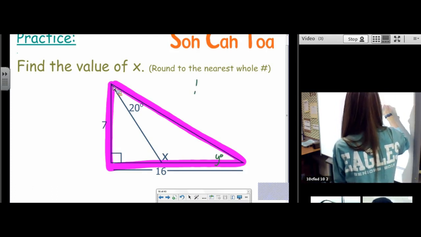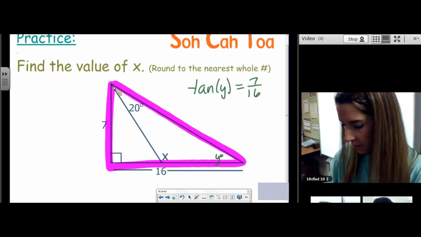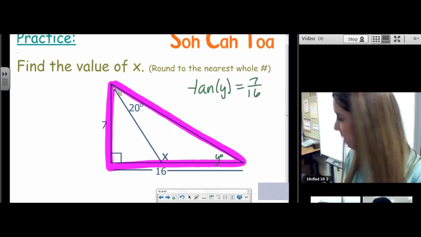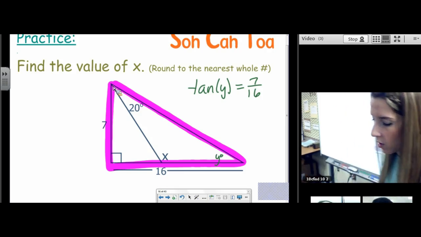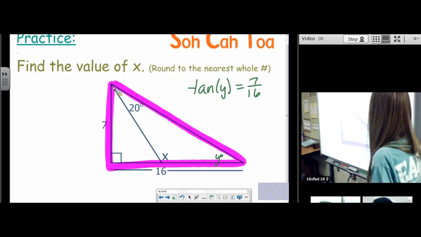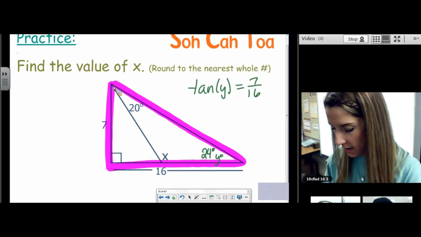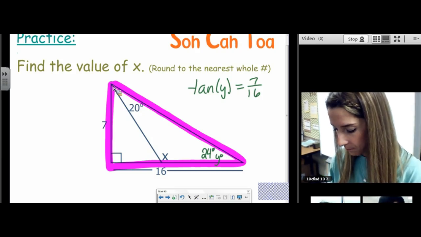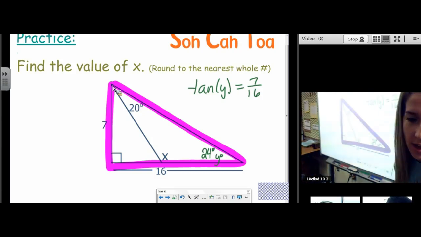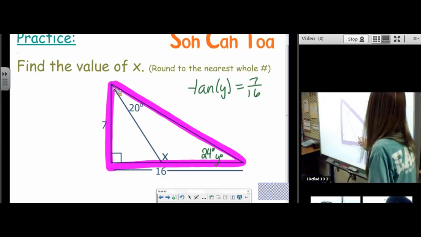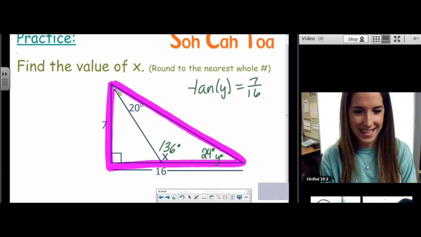Tan of y equals opposite over adjacent. Second tan, 7 divided by 16. Angle y to the nearest whole number is 24 degrees. Wow, that was easy. 180 minus 24 minus 20. 136. And we solved that problem in under a minute.